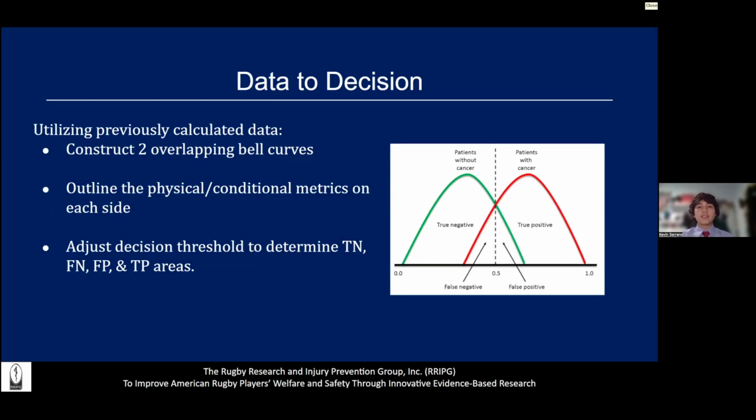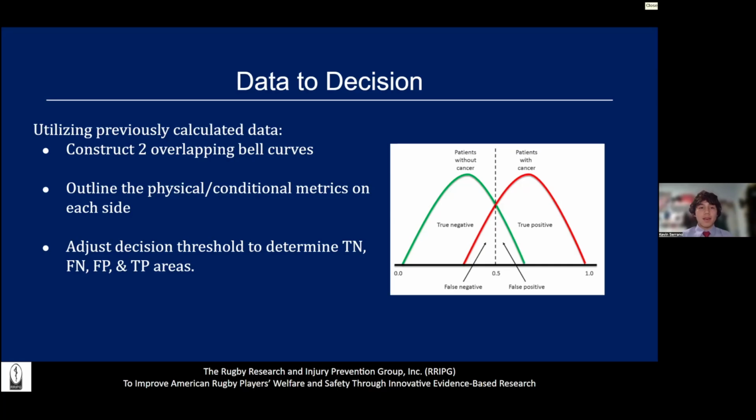Next, let's look into data to decision. Utilizing previously calculated data, construct two overlapping bell curves. As you can see in the middle, we can make these bell curves overlap, and it allows us to have different sections between true negative, true positive, false negative, and false positive.